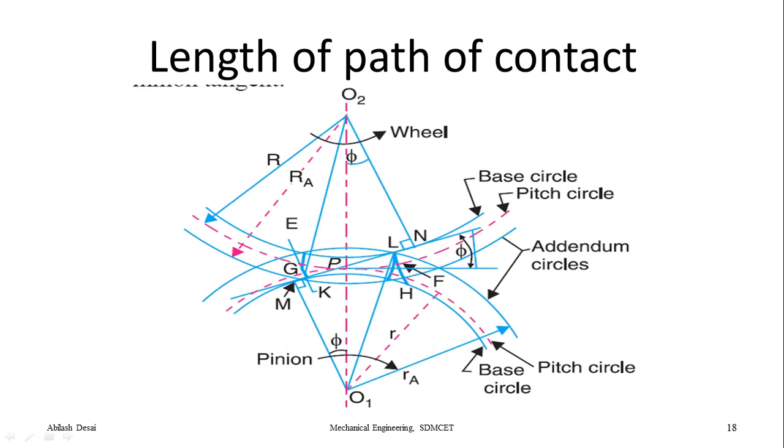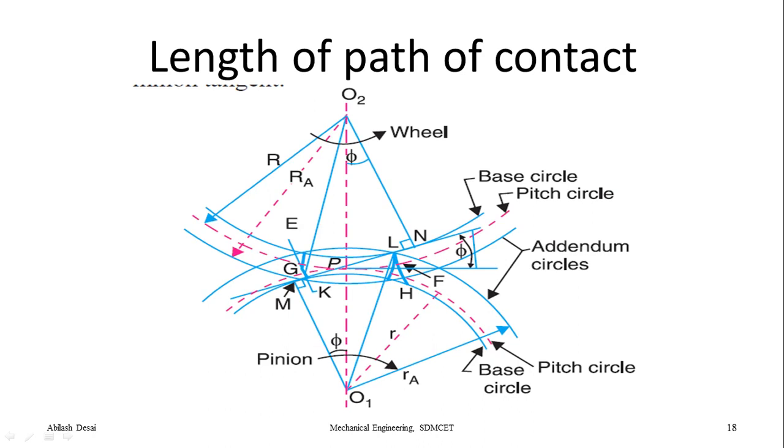Similarly, on the wheel side, capital R is the radius of the pitch circle, and capital R A is the radius of the addendum circle for the wheel. The top side parts are the addendum circles shown here. So we have taken small r for the pinion and capital R for the wheel. Now comes the intersection part.